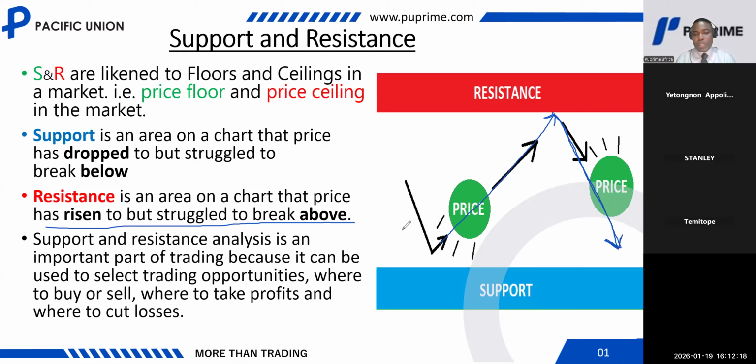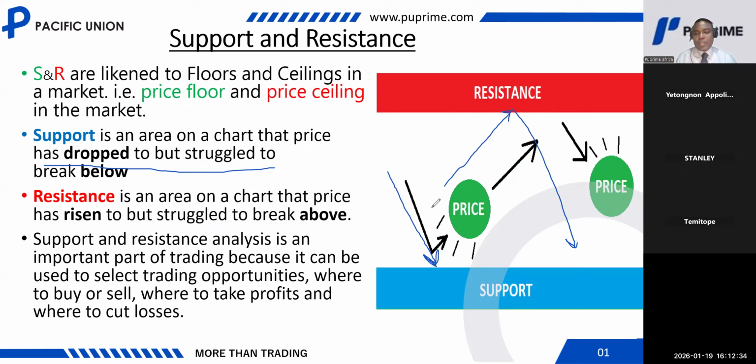Now, the same thing, the support. The support is an area on the chart that price has dropped to, but struggled to break below. So the resistance is above, the support is below. Anytime price hits a resistance, we expect a reversal to the downside. Anytime price hits support, we expect a reversal to the upside. So as a technical trader, one of the key things we do is to identify support and resistance levels, because it can help us to know where to make entry, where to set take profit, and even where to set stop loss on our trades.